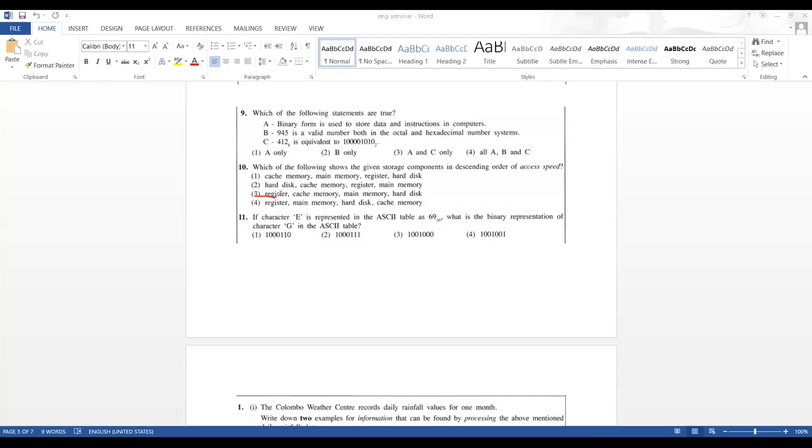So 71 you convert to binary, then you get the answer. So I think the answer is 1000111. That is the second answer. And convert it properly, correctly. 69 is E, F is 70, 71 is G. Okay, we'll move on now.